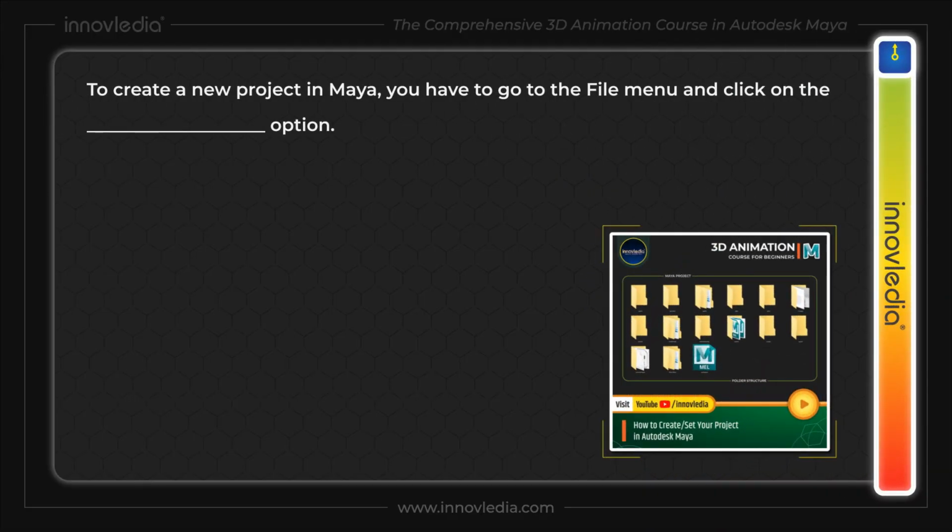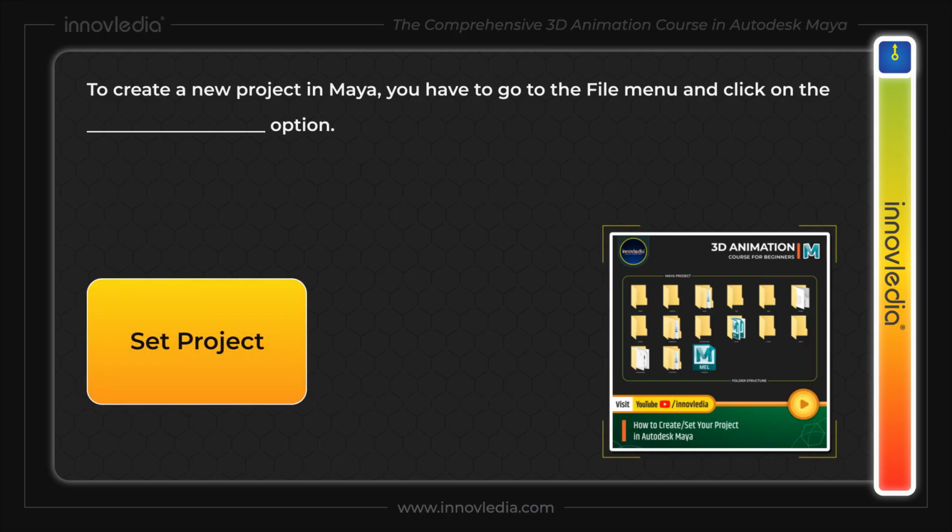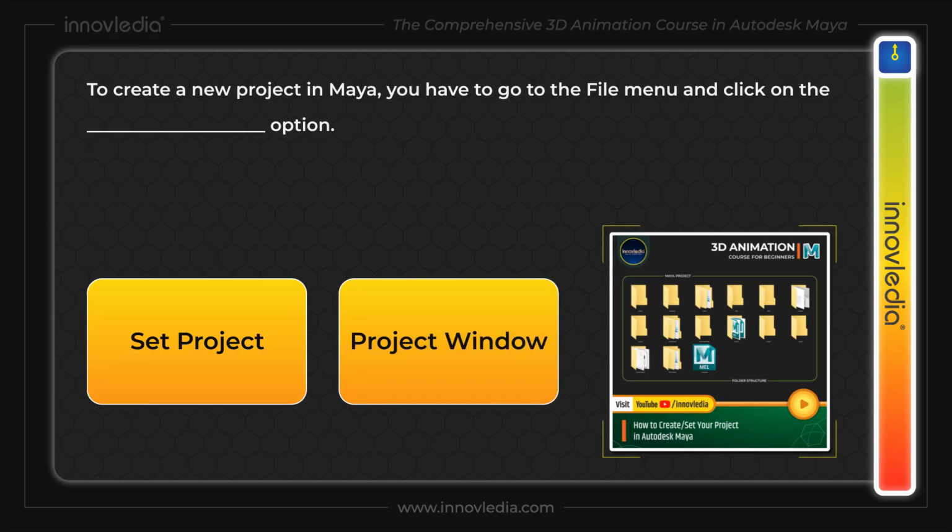To create a new project in Maya, you have to go to the File menu and click on the dash option. The options are Set Project, Project Window. Your time starts now. And the correct answer is Project Window.